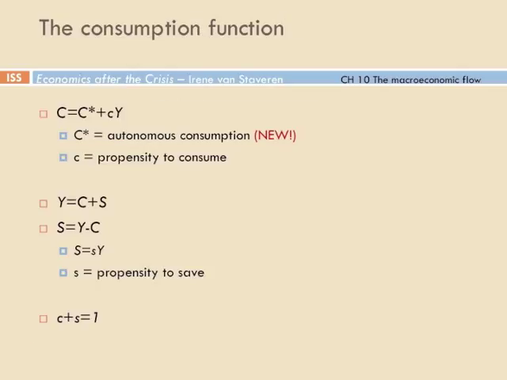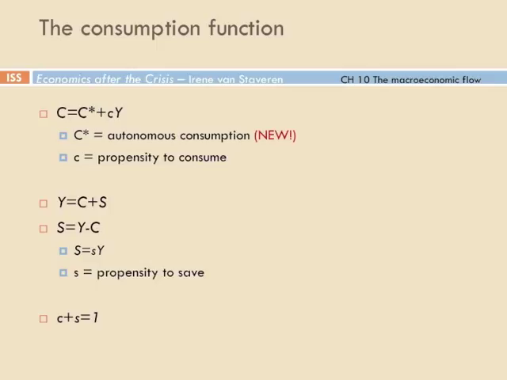The most important macroeconomic function next to aggregate demand is the consumption function. C consists of autonomous consumption, that is what you buy anyway, whether you have an income or not, plus a share of your income. Y is your income, and small c is the propensity to consume, the share out of your income that you spend on consumption.